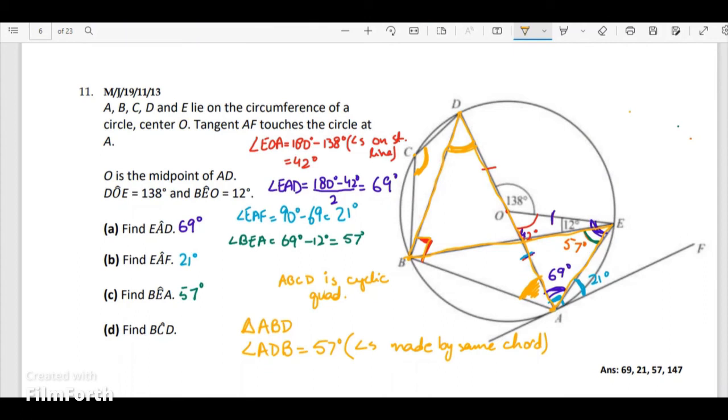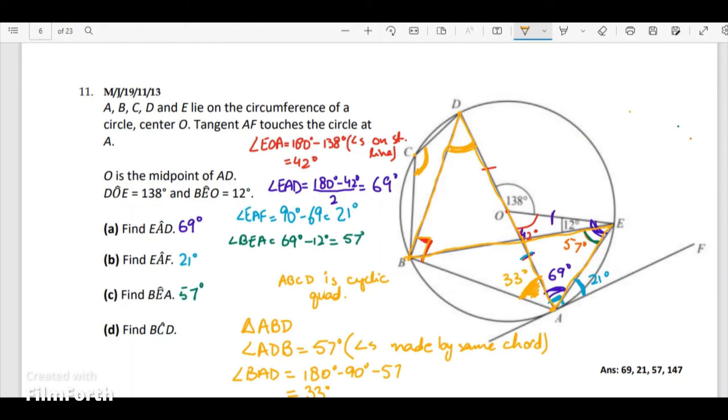Now since it was triangle ABD, if I have two angles figured out in this triangle, I can find the third angle, that is angle BAD. It would be equal to 180 degrees, take away 90, take away 57 degrees, and the answer would be 33 degrees. So this right here is 33 degrees.